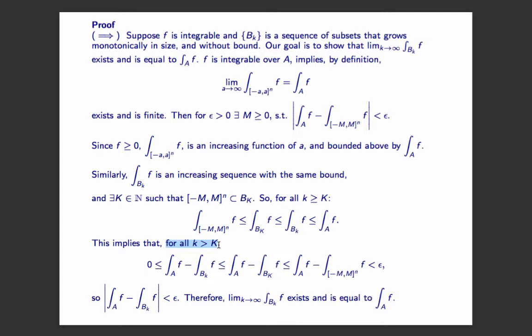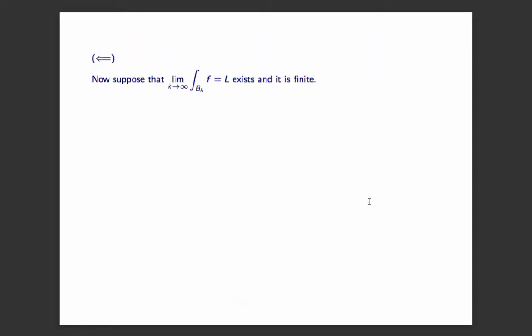So that limit exists. It's finite because it's equal to the integral of f over A, which we assumed to exist. Right? That was our initial supposition. So we've proven the forward direction. Let's prove the backward direction. Suppose now that the limit of the integral of f over these growing subsets B_k exists and is finite, and so we'll call that limit L.